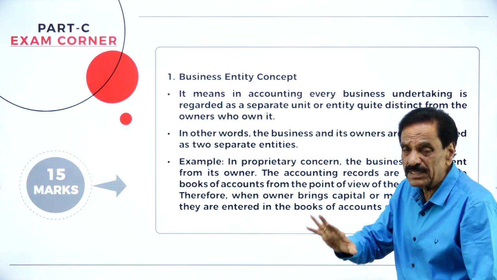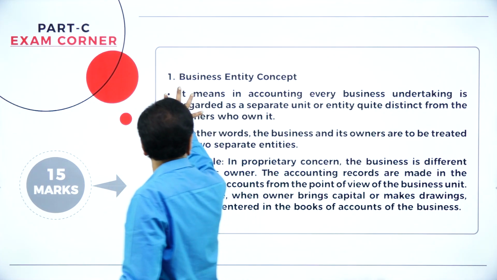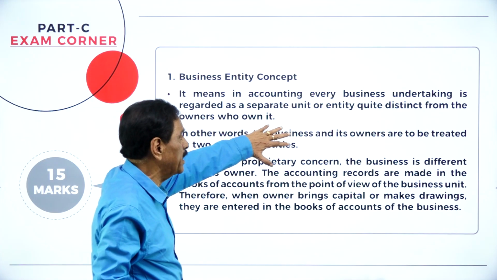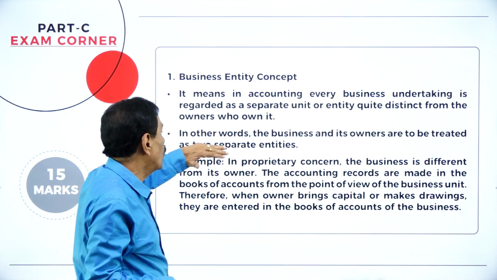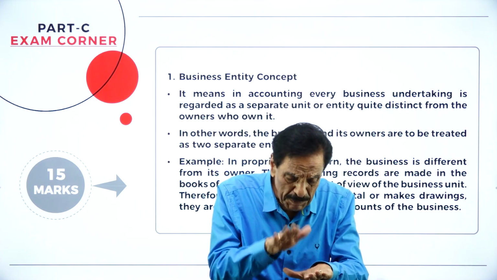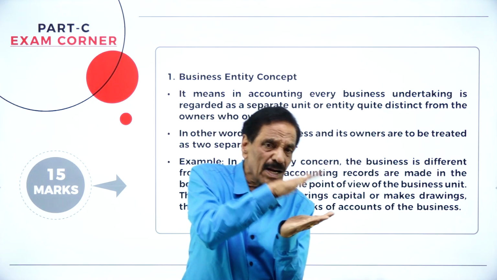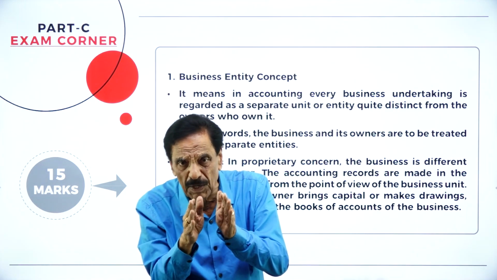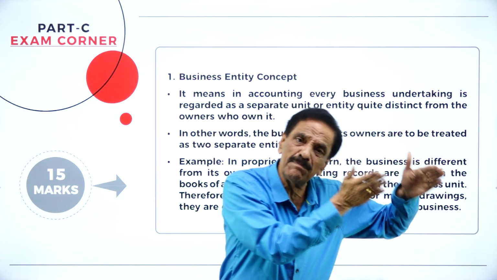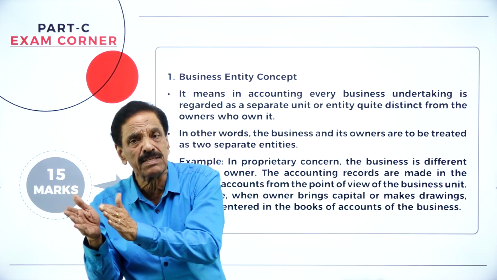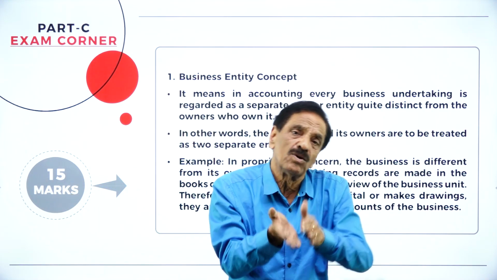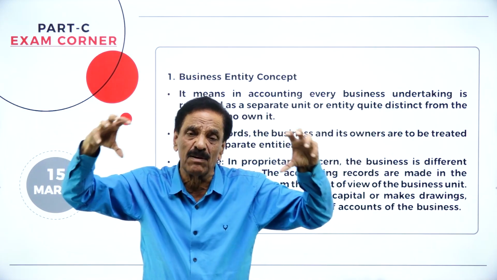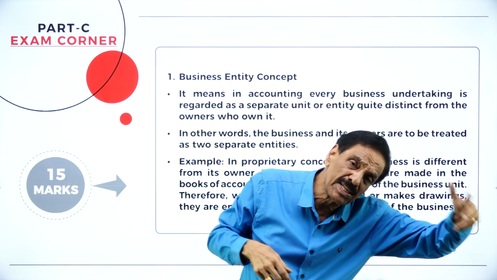What is the business entity concept? Just write down: it means in accounting, every business undertaking is regarded as a separate unit or entity, quite distinct from the owner's name. Here, separate entity means there are 2 parties. If I contribute 10,000 into the business, there are 2 parties, one as an owner, one as a business. Who is receiving? The business is receiving at one end, giving at the other. So this is an entity we say. One is the giver of the account, one is the receiver of the account.